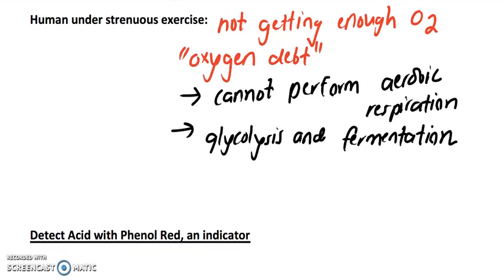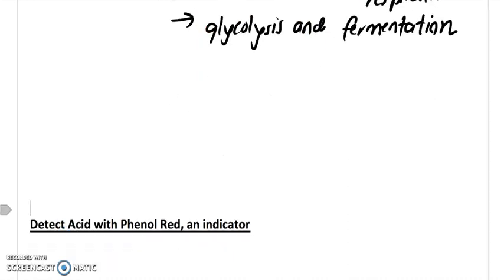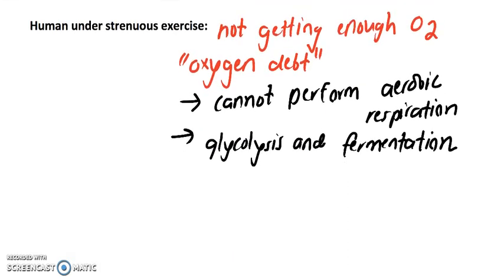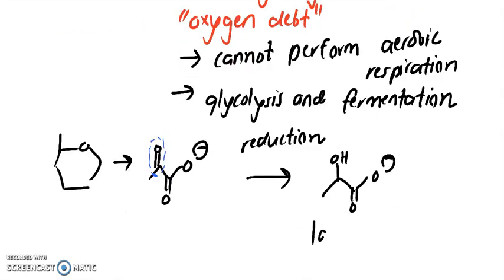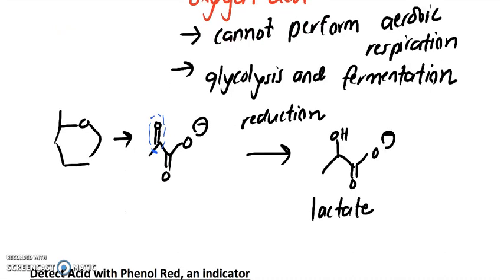Okay. So again, the first step under our human going through this oxygen debt is going to take glucose. We're going to make pyruvate. And this is going to undergo a reduction reaction. Just like before, this one is going to reduce this carbonyl up here. We are going to be left with the same product as before. We're going to make lactate, or if you were to add a proton, this becomes lactic acid.